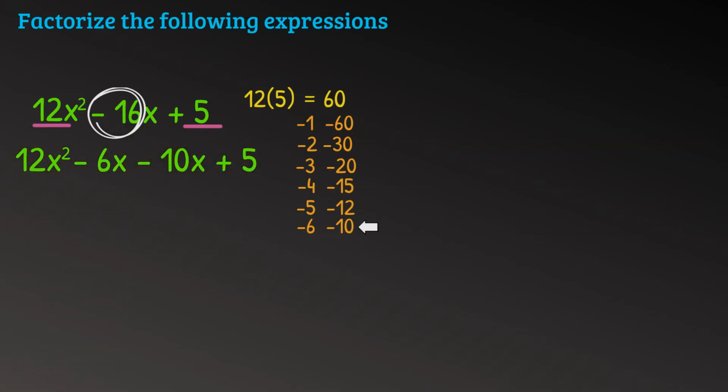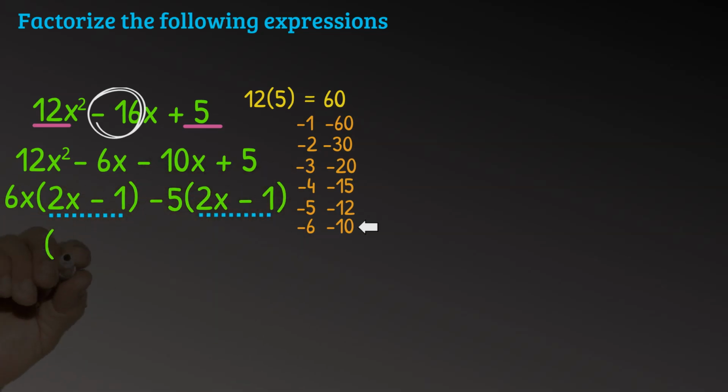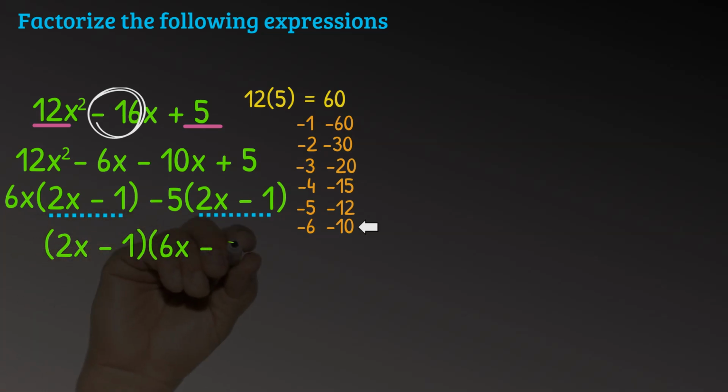The greatest common factor for the first two terms is 6x, and we'd need to multiply that by 2x minus 1. And the greatest common factor for the second two terms is 5, also multiplied by 2x minus 1. So the first bracket of the solution is 2x minus 1, and the second bracket is 6x minus 5.